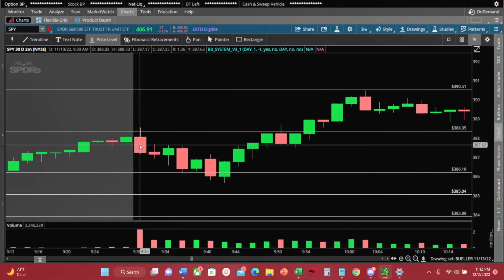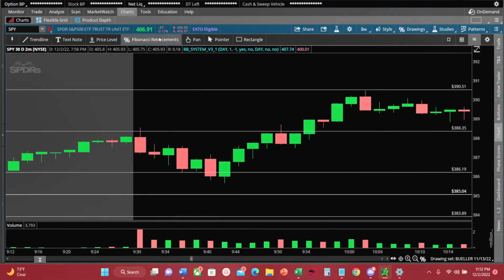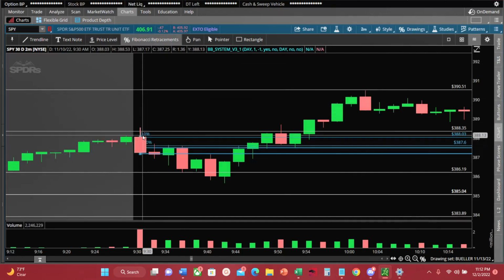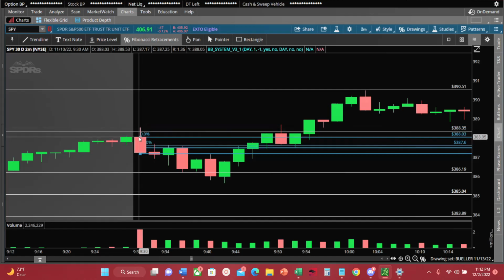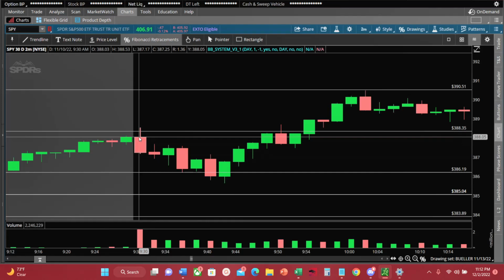So for this one, I like that it held the 50% point, so I'll draw a fib there. It holds the golden pocket if you go to the wick, and it holds the 50% if you go to the meat of the body. So really, you have a good, strong rejection there, either way you go about it.